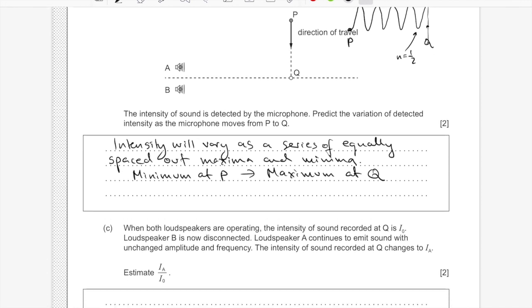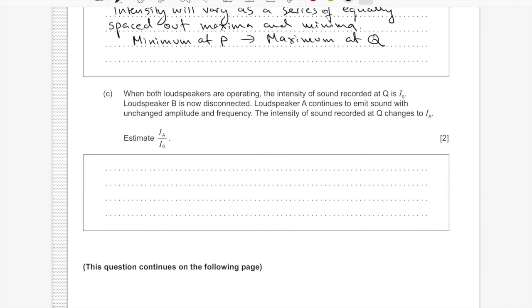Okay, next one is the usual question that one of the loudspeakers is turned off. B is turned off. We know the intensity is proportional to the amplitude of the wave squared. So the ratio of the intensities will be equal to the ratio of the amplitude squared, and since we halve the amplitude when we remove one loudspeaker, then we're going to get 1/4.